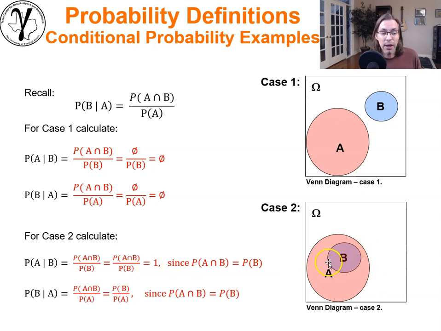Okay. Now in the other case, we shrink our universe to A, and what's really cool is the probability of B given A just becomes the ratio of probability of B divided by probability of A. Now I hope these examples really helped you solidify the concept of conditional probability.